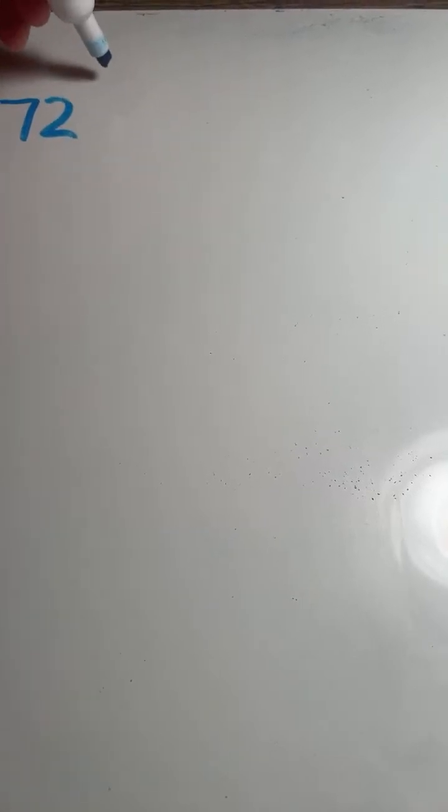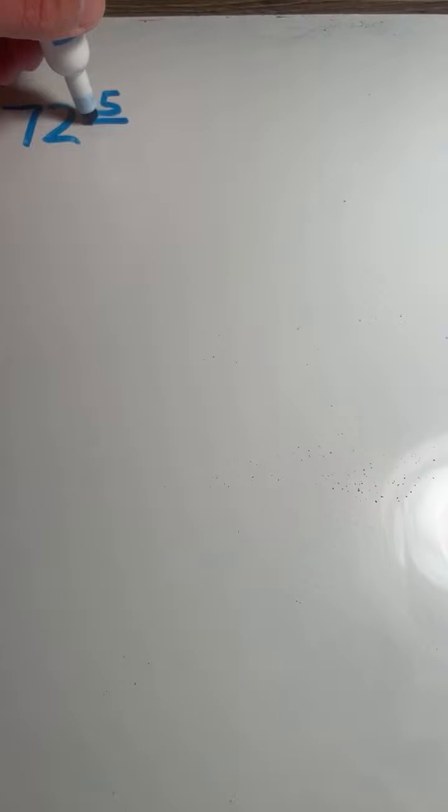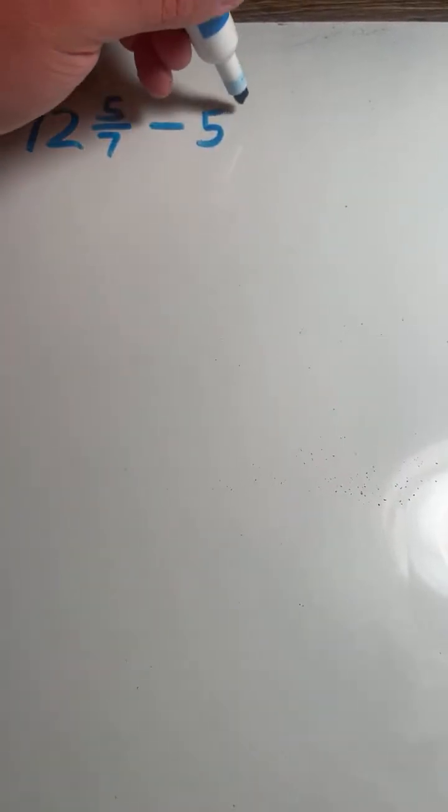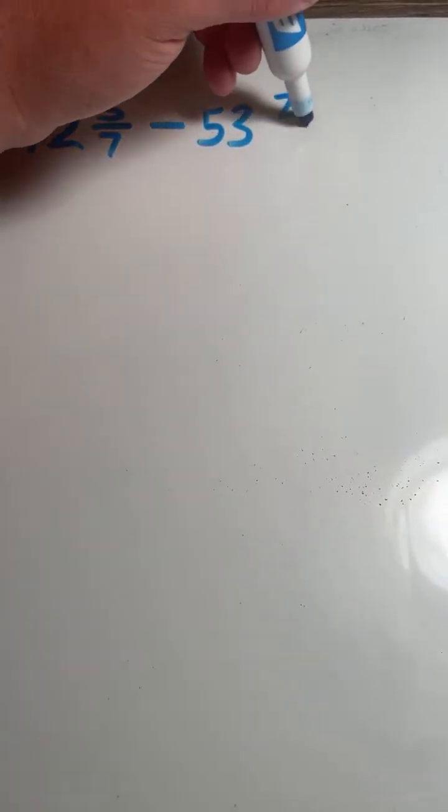Next example. All right, we're going to get into double-digit numbers now. 72 and 5/7 minus 53 and 2/7.